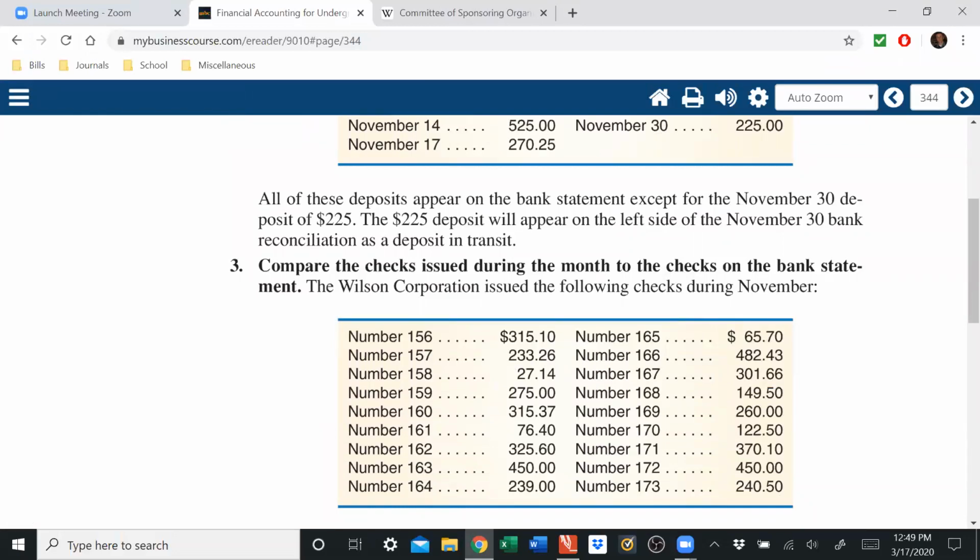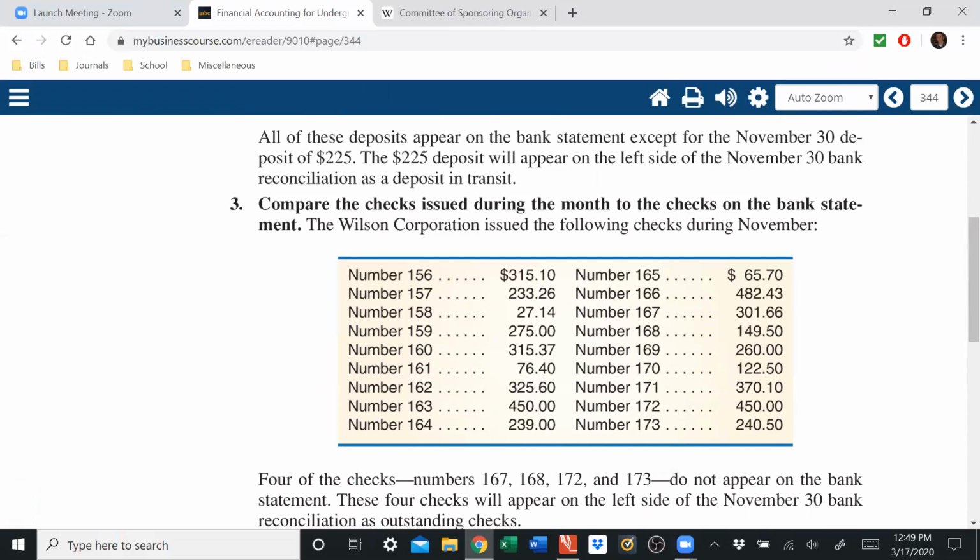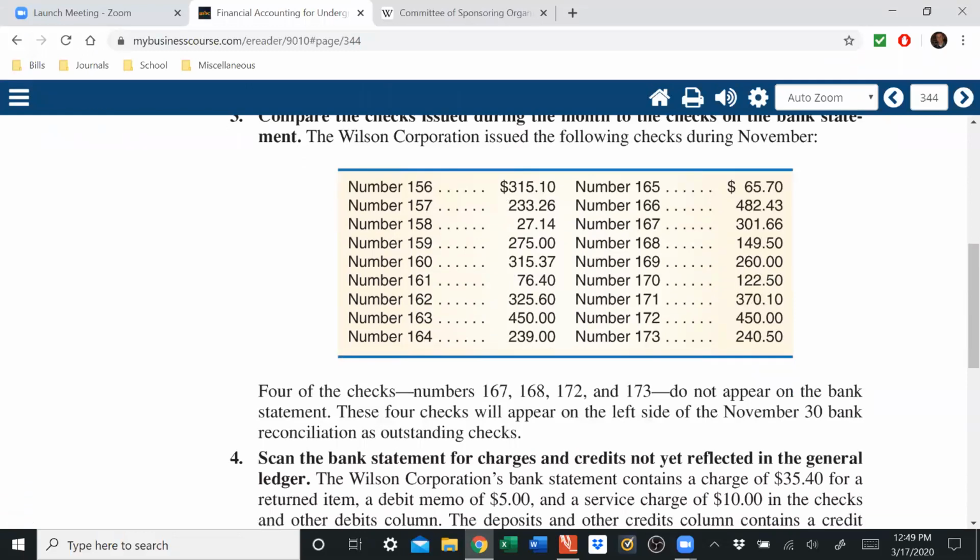Compare the checks issued during the month to the checks in the bank statement. These are the checks we wrote this month. Do all these checks appear on our November bank statement? It says here, 4 of the checks, number 167, 168, 172, and 173, do not appear on the bank statement. So we literally have to go and for each of these checks, see if we can see it on the bank statement. If we don't see it, that's an outstanding check. It's a check we've written, we've recorded it in our cash account, but it hasn't cleared our bank yet.